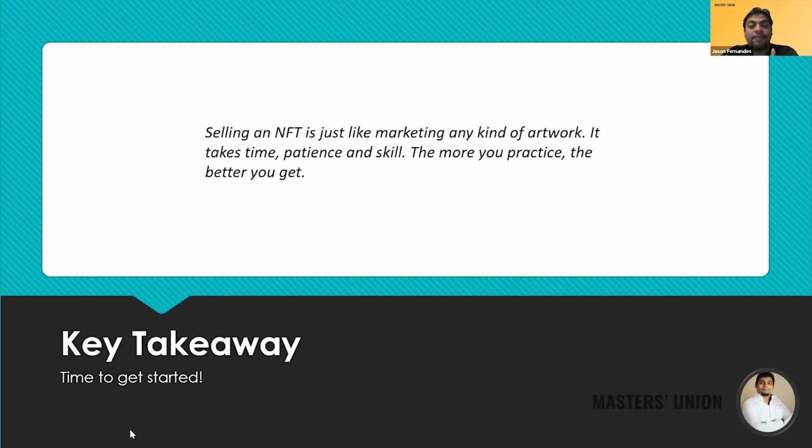Maybe it's a copy of the actual artwork, a physical copy of the actual artwork. Maybe it's some sort of a ticketing system. There can be any number of use cases and utility, but that's something people look at when they want to purchase NFTs. So with that, I'd like to open this up for questions, and let's just get started.